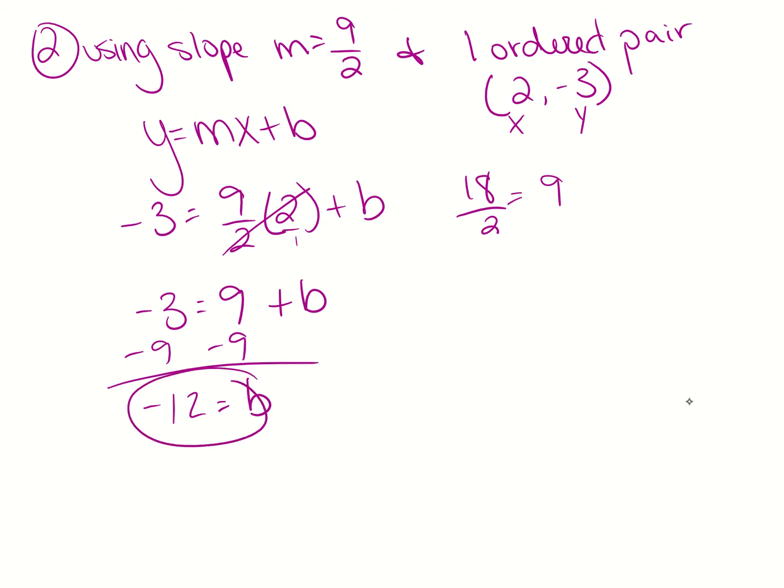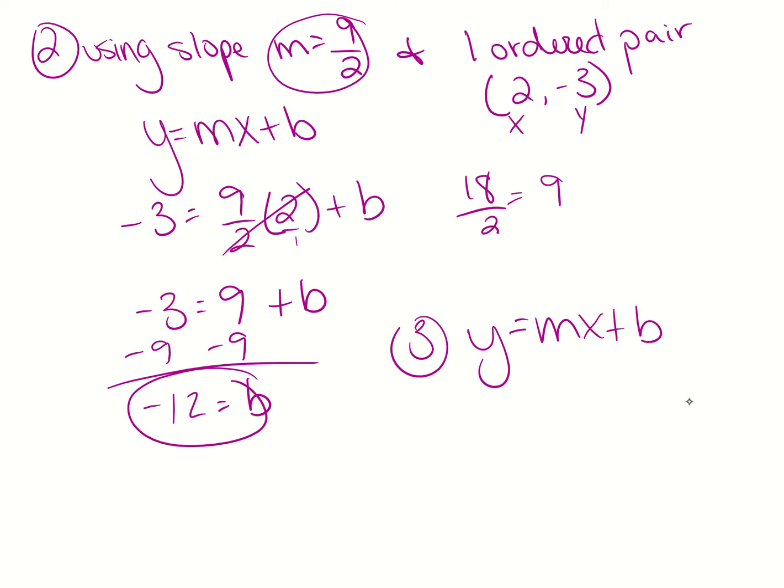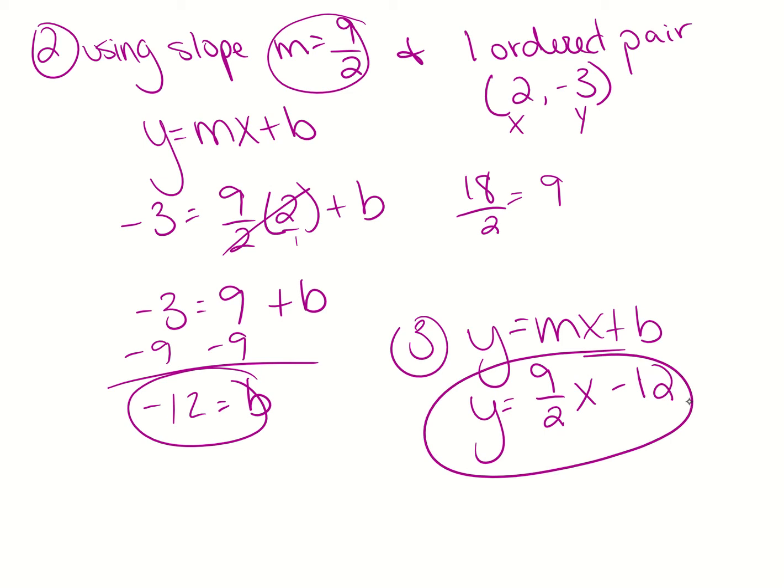So now we have our slope, and we have our y-intercept, and so our final step is to just write in slope-intercept form. So again, we're writing in y equals mx plus b. And we're going to keep the y and we're going to keep the x. We're going to substitute 9 over 2 in. And then instead of putting plus -12, we're just going to put -12. And that is it.